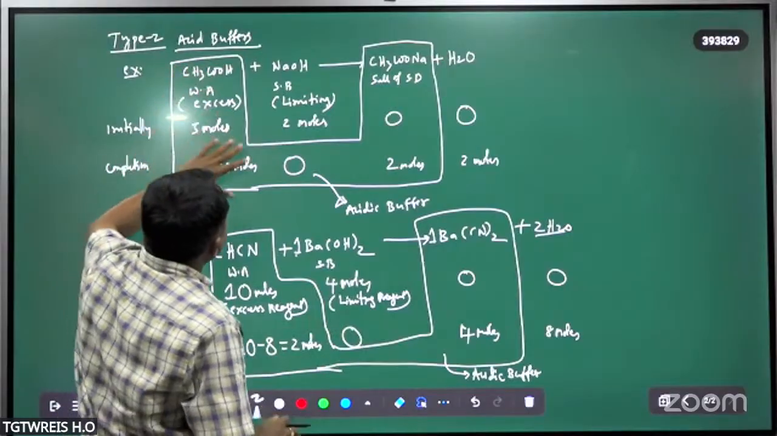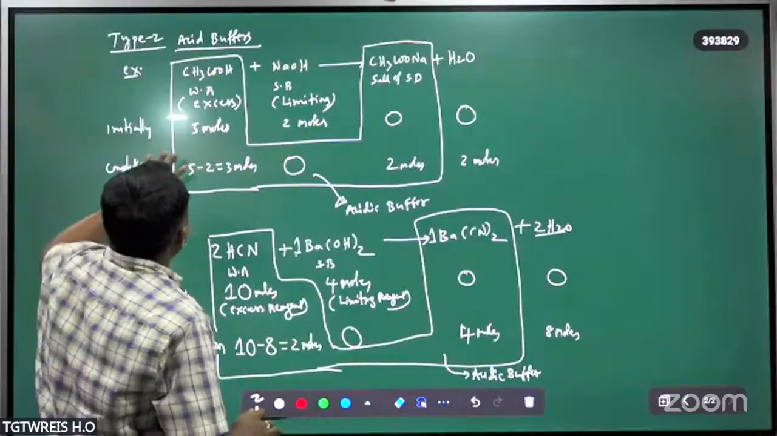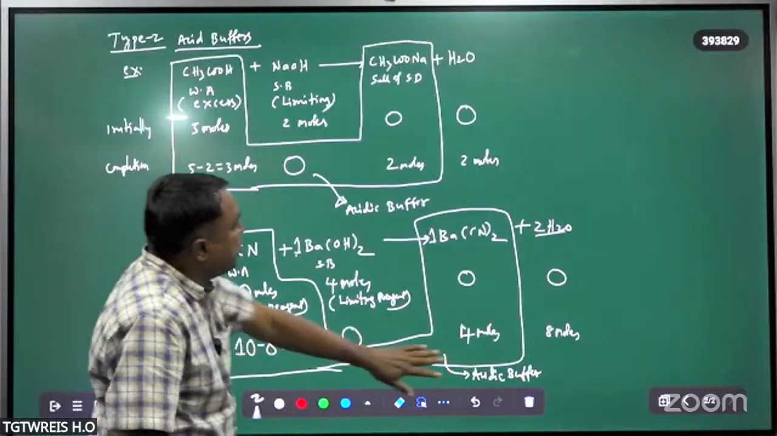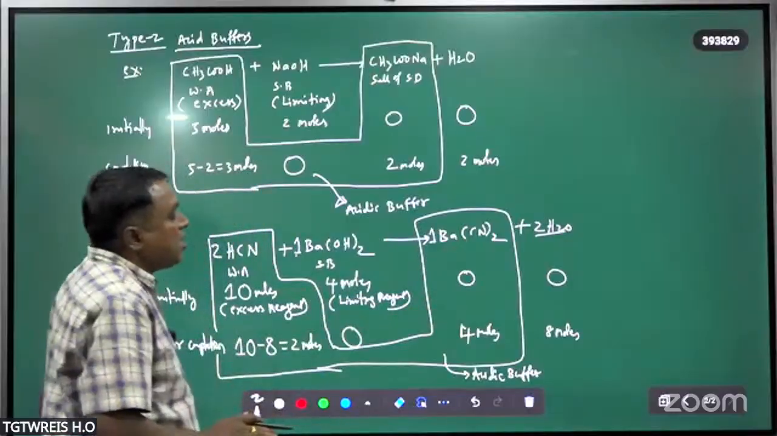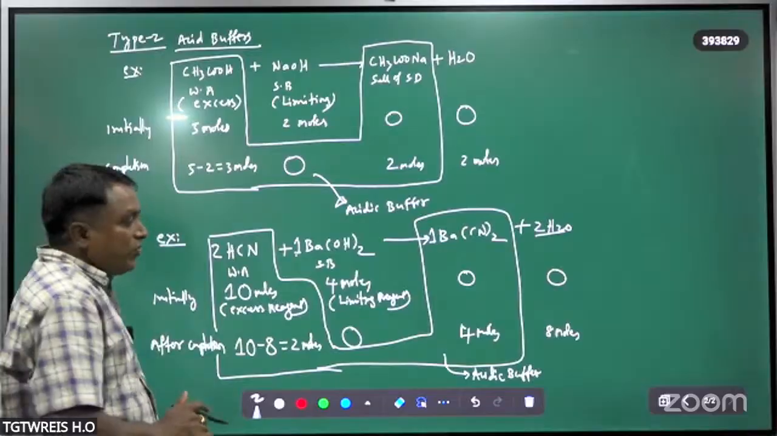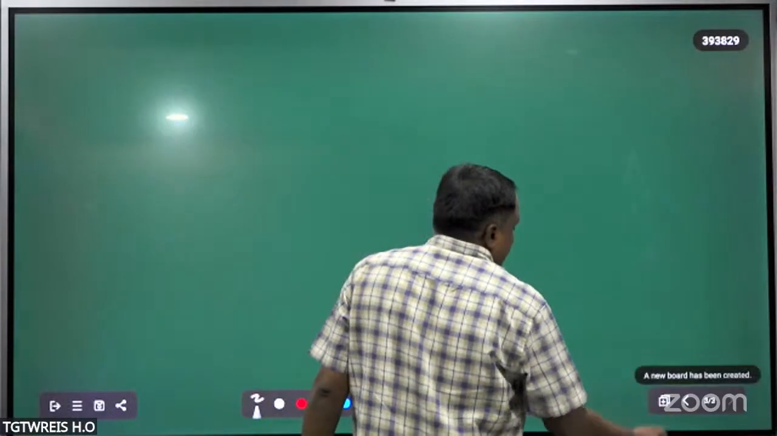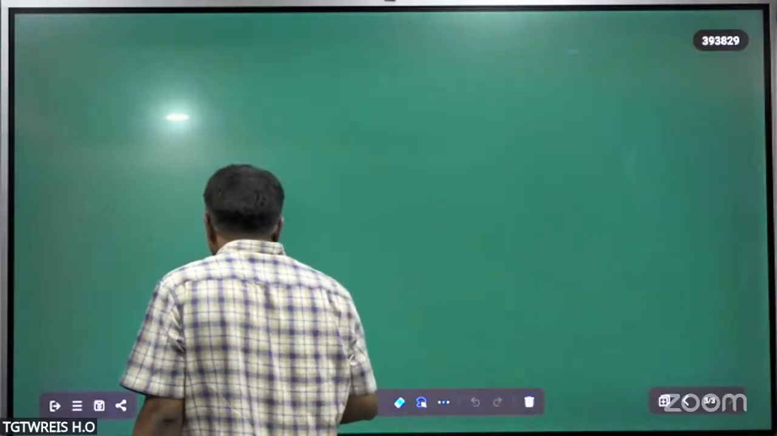Only this CH3COOH and the CH3COONa will act as the acidic buffer. So here HCN and this barium cyanide will act as the acidic buffer. So this is the type 2 type of acid buffers. After this, we are going to discuss the next, the basic buffers.